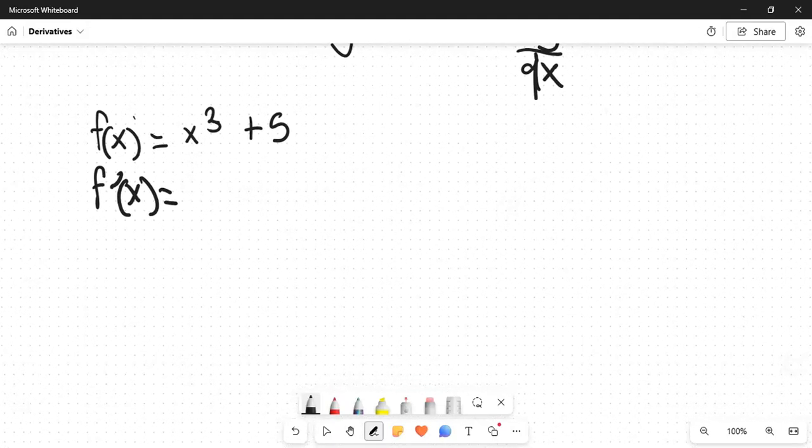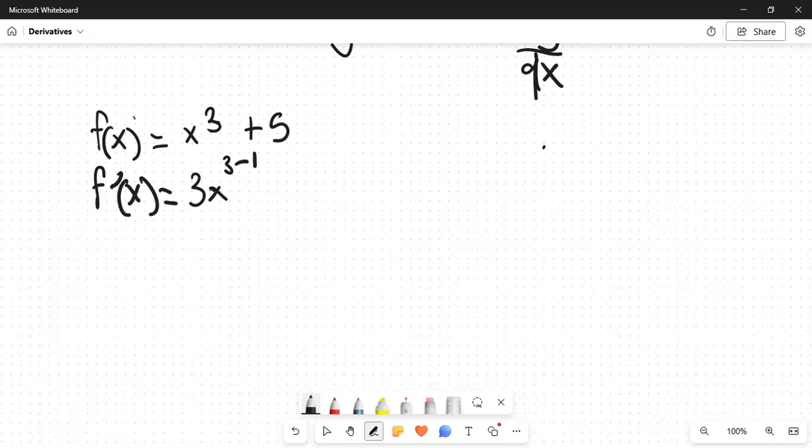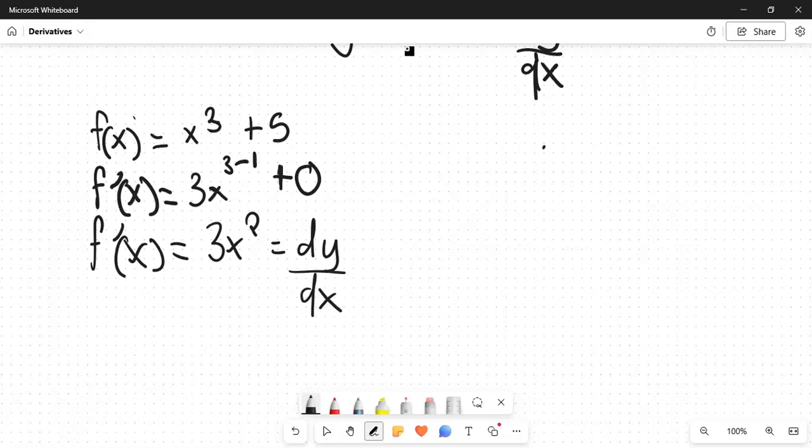So, in this case, we bring 3 below. It will be 3x to the power 3 minus 1. And get this, this is very important. A derivative of any constant is 0. So in this case, it will be plus nothing. So then f dash x is equal to 3x squared. This is our dy over dx. This is our answer. So this is a cubic function.